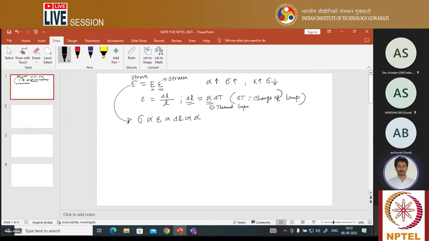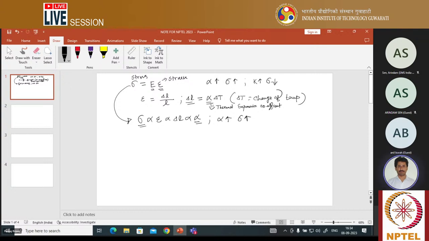Thermal expansion coefficient. Okay. Now, from here itself, you can get an idea. Stress is directly proportional to thermal expansion coefficient. So if the thermal expansion coefficient of a material is more, then your stress also will be more. Definitely your stress also will be more. This is one question raised by one student.